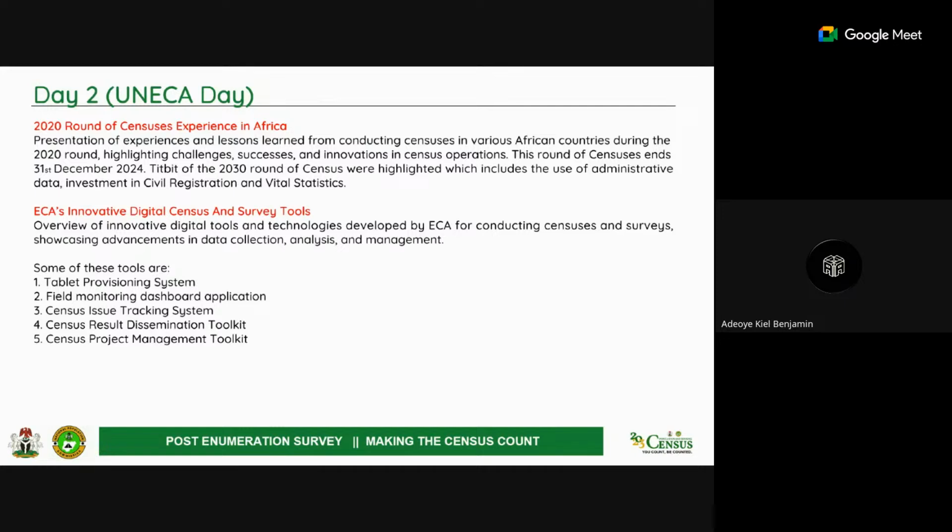ECA also came, the people from the Economic Commission for Africa, and they introduced some innovative tools that day too. They made us understand that they have tools that can be used for census taking, as well as PES on tablet positioning, field monitoring dashboard application, census issue tracking system, census result dissemination toolkit, and then census project management toolkit. But in my own opinion, this is aside from the presentation now.